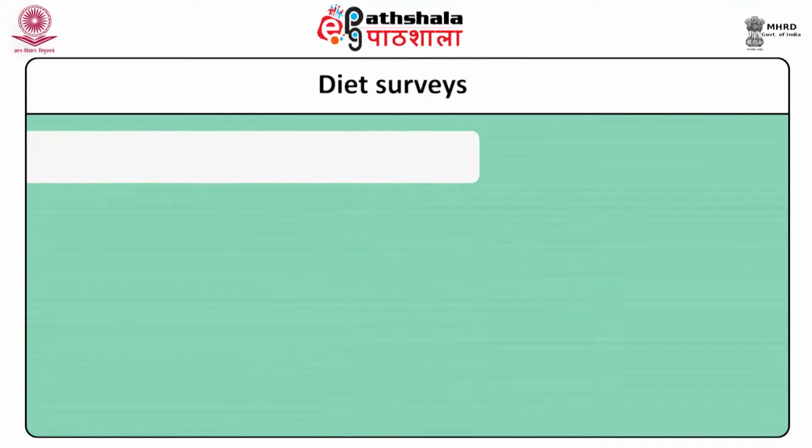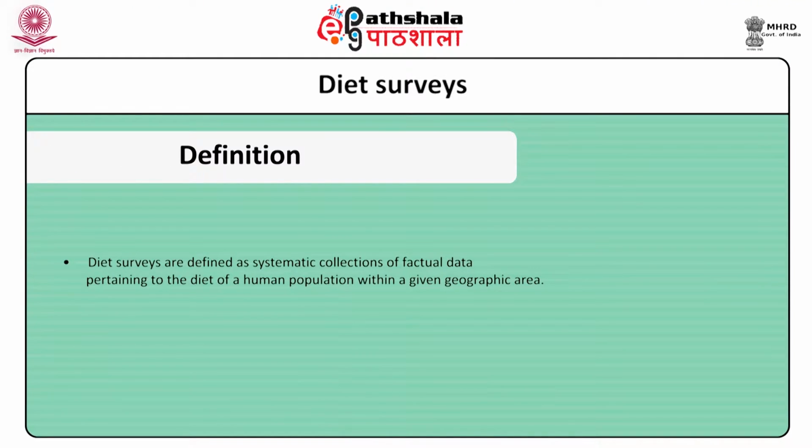Now let us look into the definition of diet surveys. Diet surveys are defined as systematic collections of factual data pertaining to the diet of human population within a given geographic area. Diet survey is nothing but the scientific assessment of pattern of food intake followed by the estimation of nutrient intake and finally utilization of the obtained data for the benefit of masses.